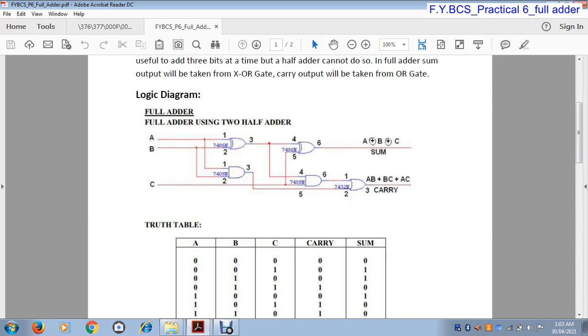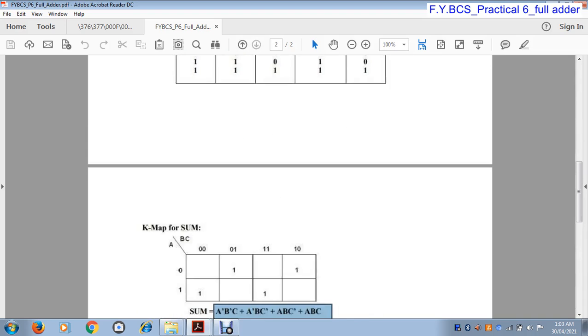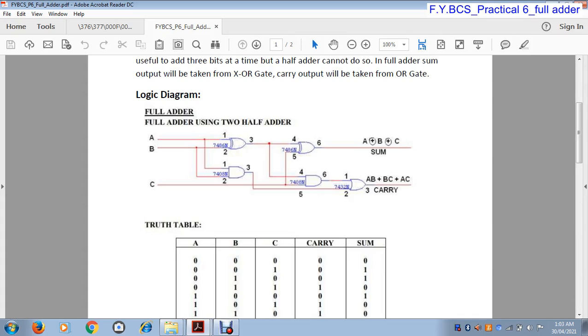Here, A XOR B XOR C. So for this equation we write two XOR gates. This is one XOR gate. The inputs of this XOR gate are A and B, so here we get the output A XOR B. This output is given to this XOR gate as the input.